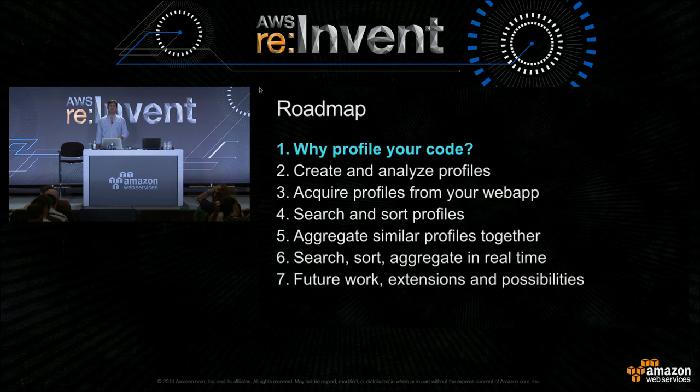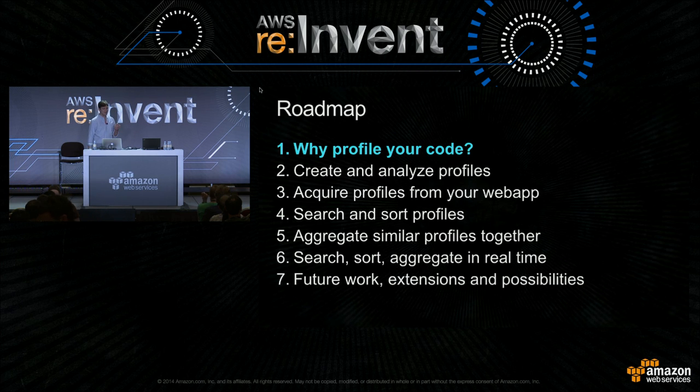So, let me give you the quick overview of the talk before we really dive in. First, we're going to talk about why this is important. Why do you care? Why should you profile your code? Why does this matter? Then we're going to talk about how you create and analyze profiles, how you get those profiles out of your web app and into a place where you can then manipulate them, how you can search them and sort them and tag them so that they're useful to you, how you can aggregate your profiles together so that developers do not have to go through thousands of files at a time, how we're going to do this in real time instead of as a batch job, and where we're going in the future at Yelp with profiling.